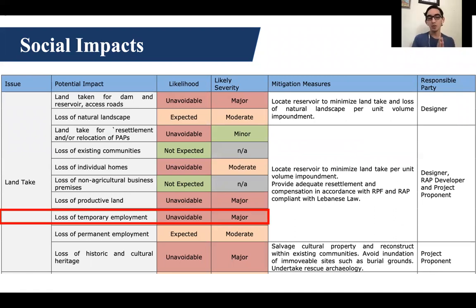I'm going to use this one just to exemplify, and it's loss of temporary employment. As you can see, the likelihood is unavoidable, and the likely severity is major. You can see general mitigation measures, a combined set of mitigation measures for several different impacts, and you can see who is going to be in charge of those mitigation measures.